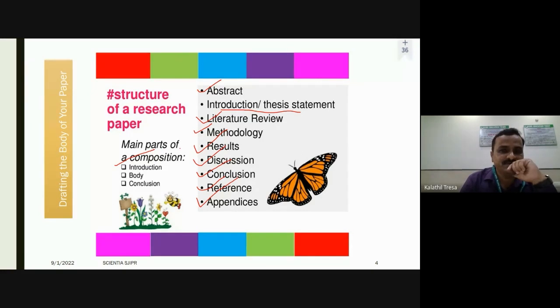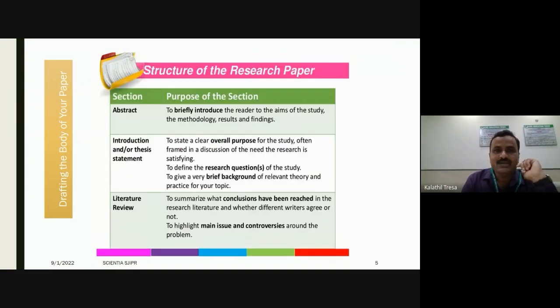So these steps, also called the outline of the research paper, we have to take care of before drafting the body of our paper. These steps are for every research paper which is to be published in scientific journals. Now, what are these steps or subtitles? We'll see in detail.